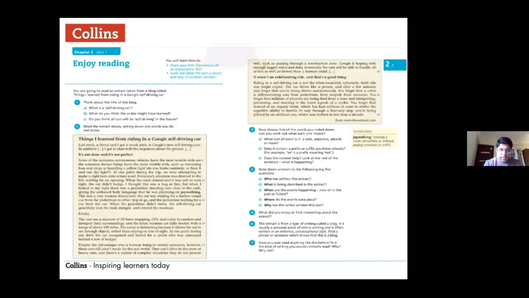Something which is remarkable is, if you observe the name of the unit over here, it says Enjoy Reading. Collins resources have been curated in such a manner that the Stage 7 and Stage 8 course books, as of now, have in every unit, every chapter, a section called Enjoy Reading. We have evolved a lot over the past years.